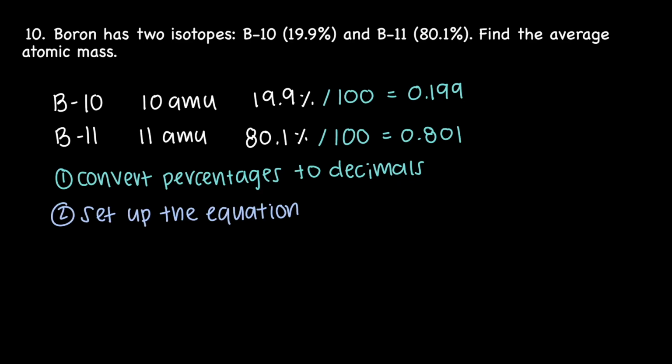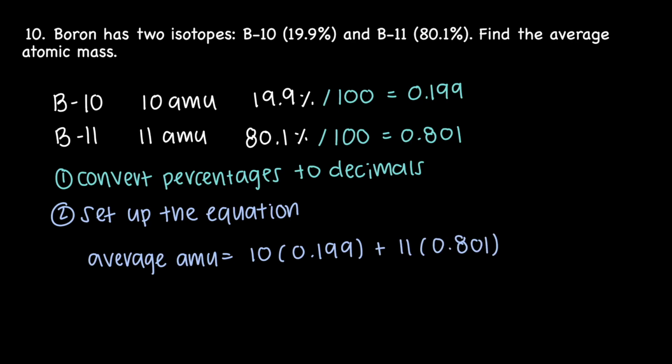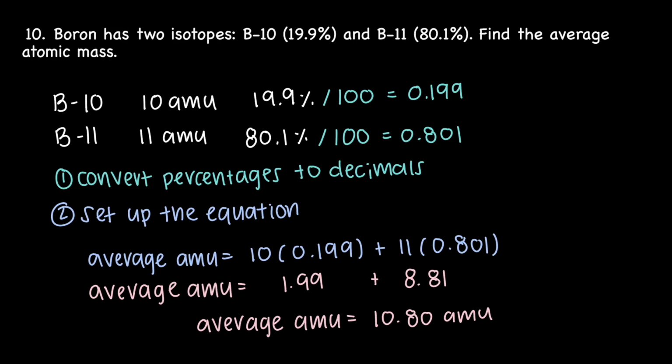Now set up the calculation by multiplying the decimal abundance by the isotope mass and adding all values together. 10 times 0.199 plus 11 times 0.801. This simplifies to 1.99 plus 8.81. The sum is 10.80 atomic mass units.